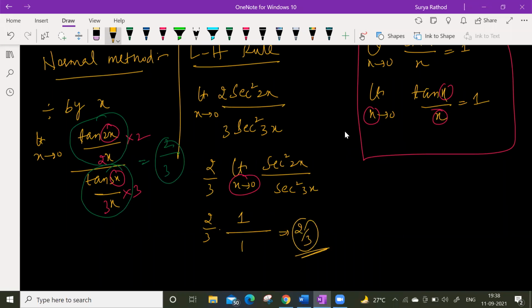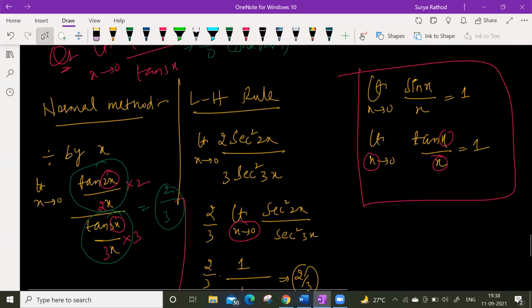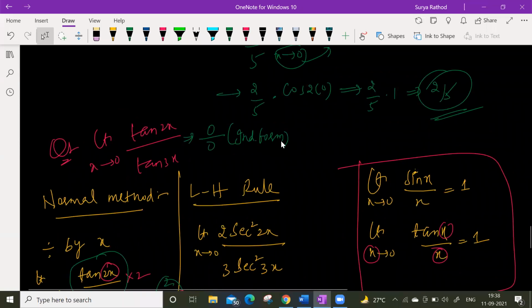Look at this. Whichever method you want, choose it and solve. Clear? Understood? Yes, sir. Every question can be solved in two ways, normal method and L'Hospital rule. For questions where you are getting 0 by 0 or infinite by infinite, for these two forms only can I apply L'Hospital rule.